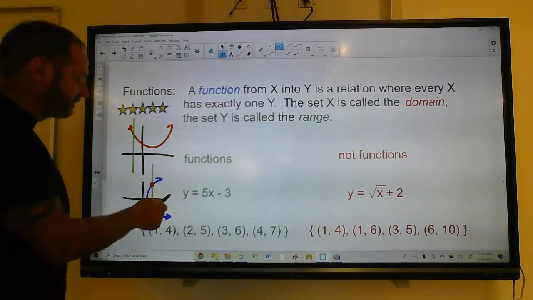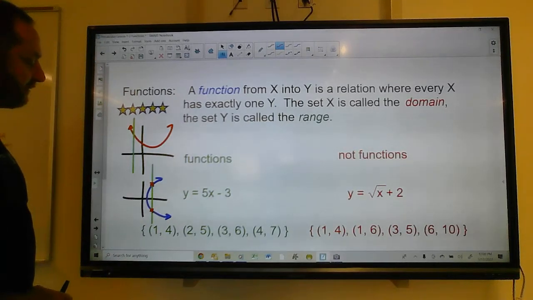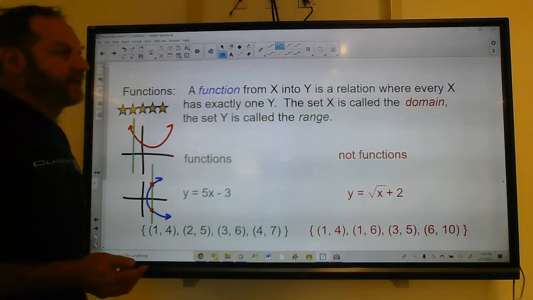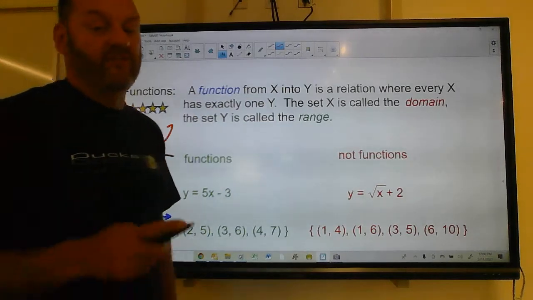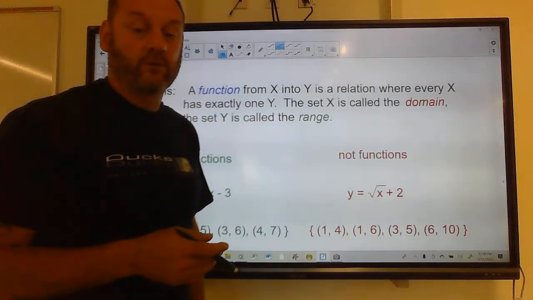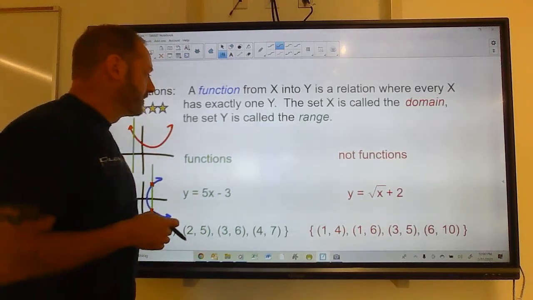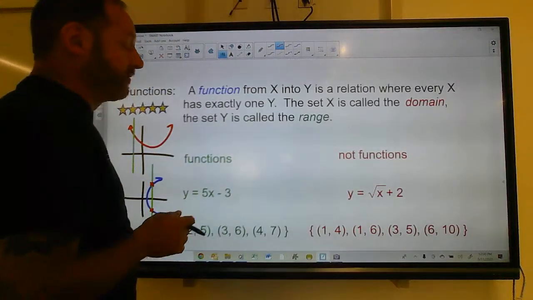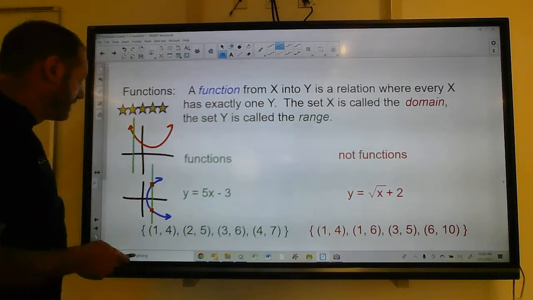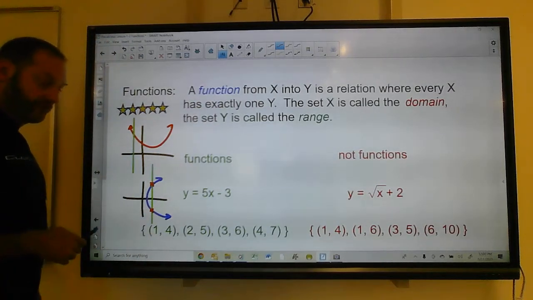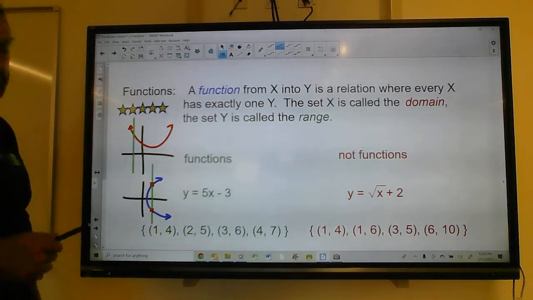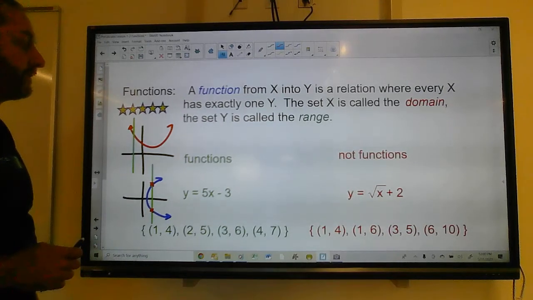Okay, so a function would be y equals 5x minus 3. Virtually any line is a function, if it's not a vertical line. Okay, all lines that are not vertical lines are functions. Okay, vertical lines are not functions because they wouldn't pass this test. This is called the vertical line test, by the way. It would not pass that vertical line test.